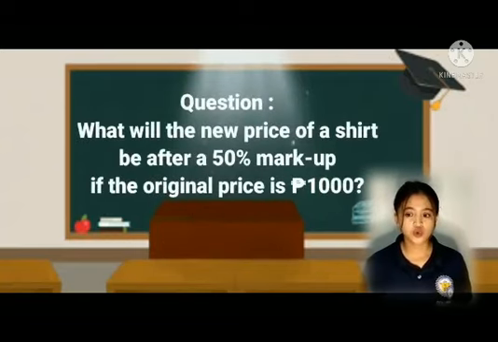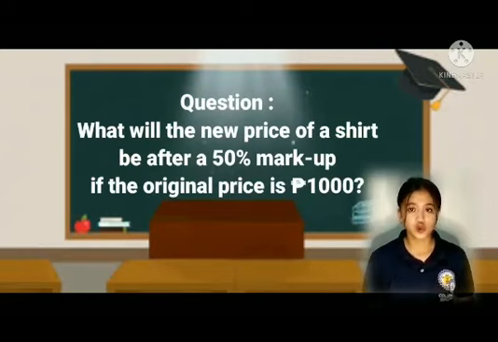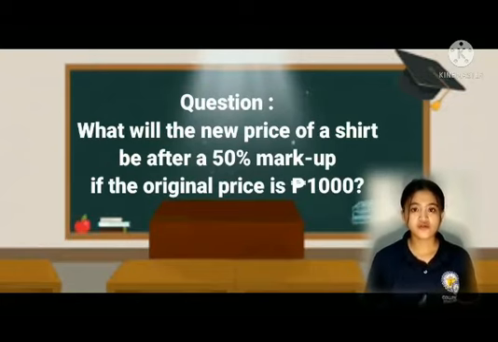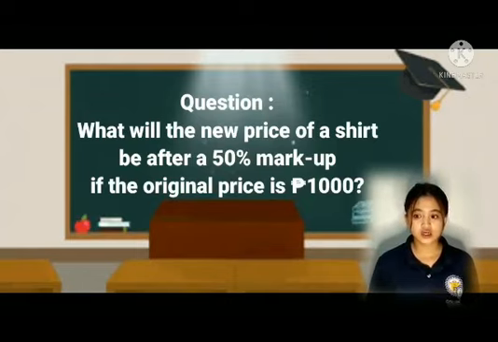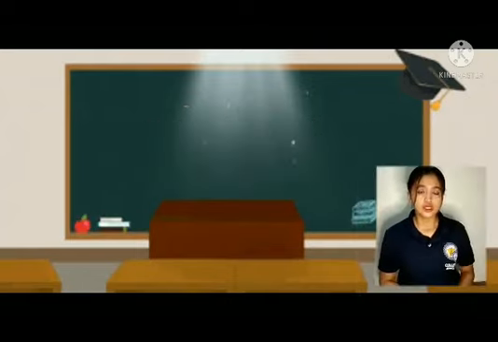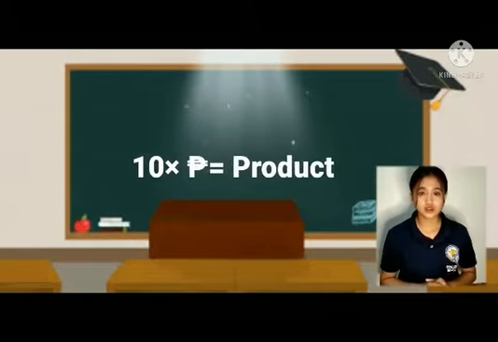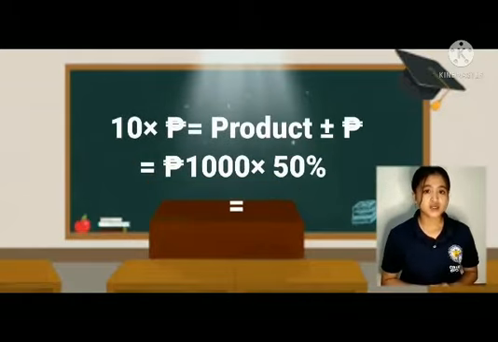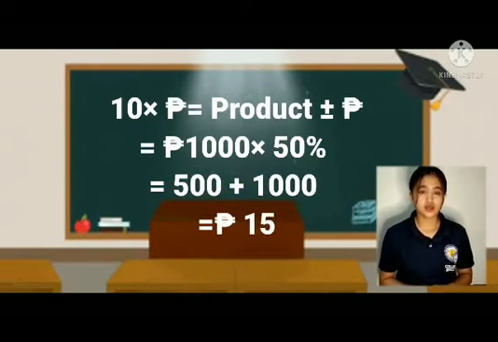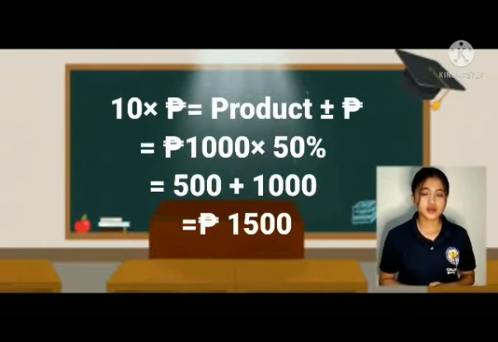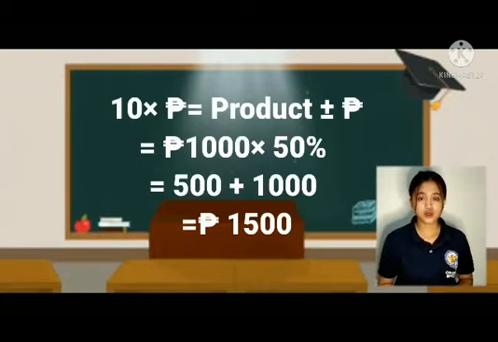The question: what will the new price of the shirt be after a 50% markup if the original price is 1,000? 1,000 pesos times 50% equals 500, plus 1,000. The answer will be 1,500 pesos.